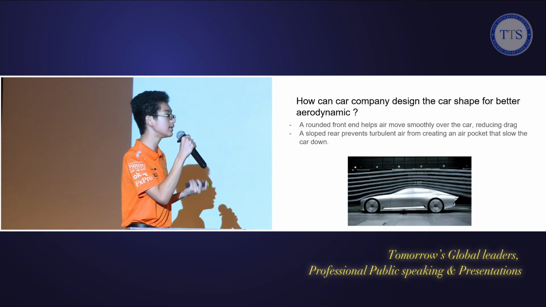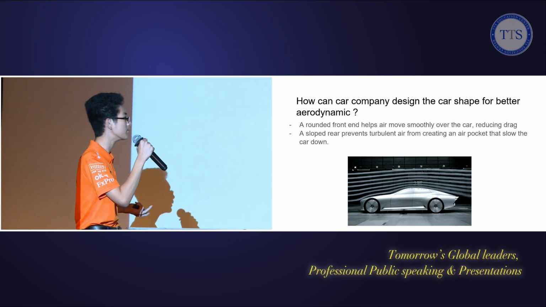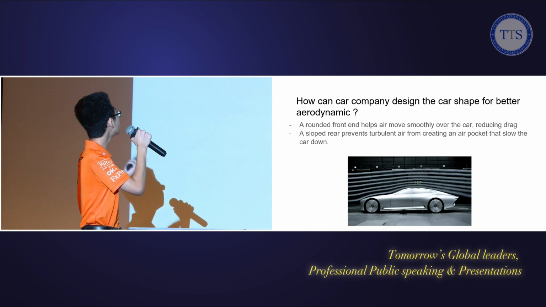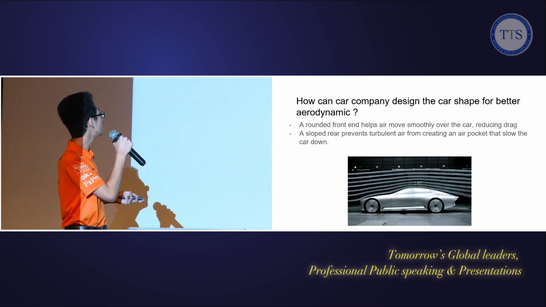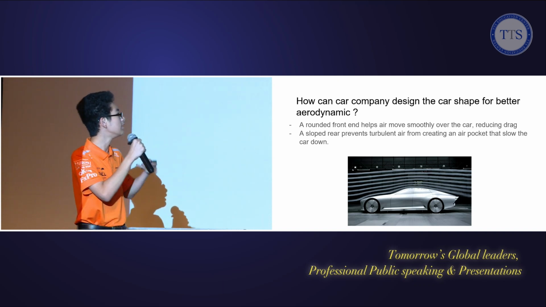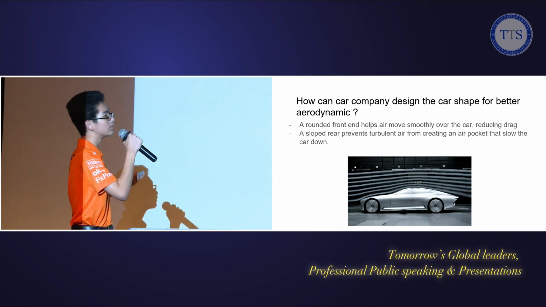So how can we design the car shape for better aerodynamics? A sloped front end helps air move smoothly over the car, reducing drag. A sloped front prevents turbulent air from creating an air pocket that slows the car down.